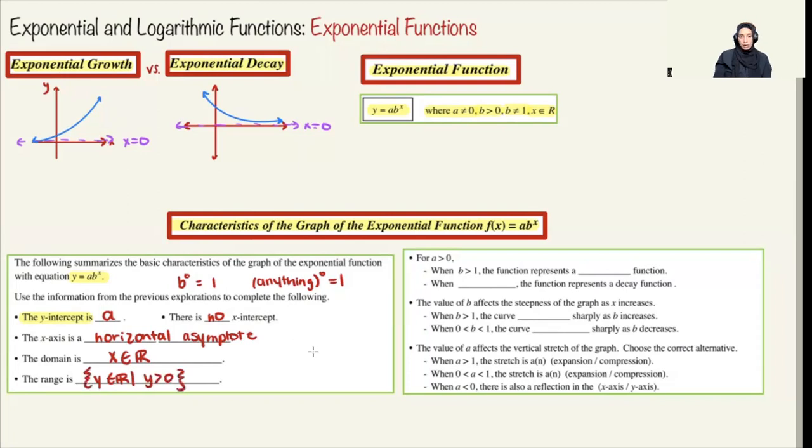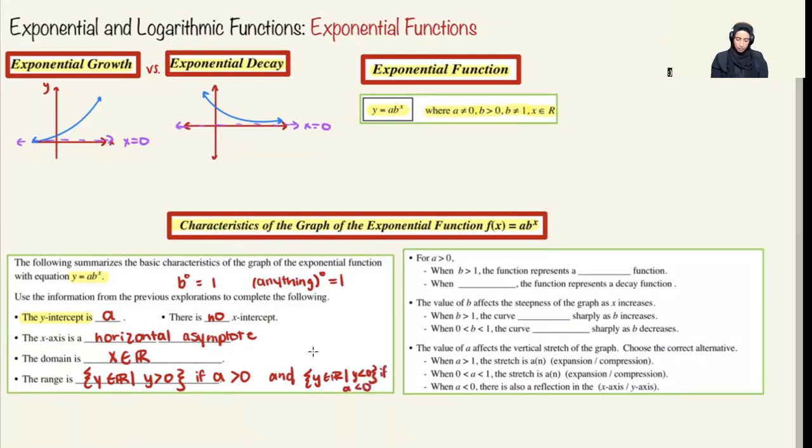Now, this is if a is greater than 0. But if it's reflected, if I reflect this function that's up here down to here, then we can see that actually y has to be everything less than 0. So if a is negative, it would be y is an element of all real numbers such that y is less than 0.